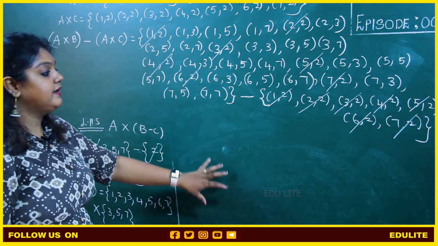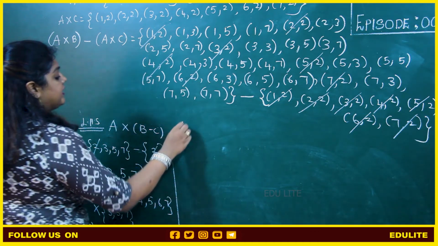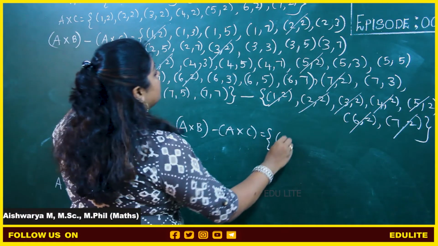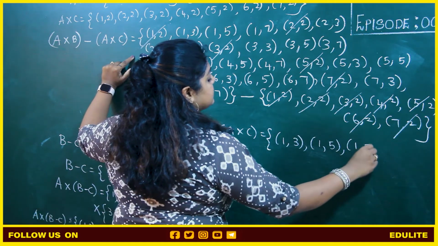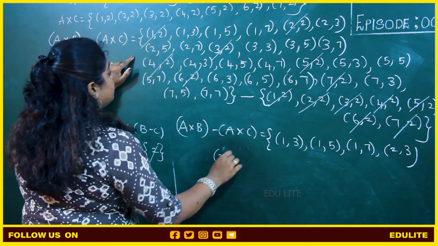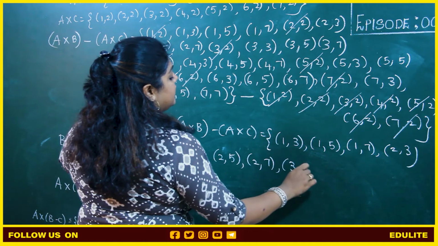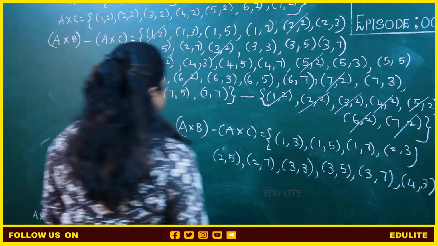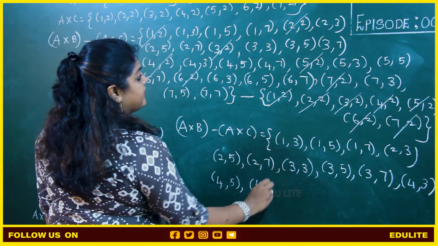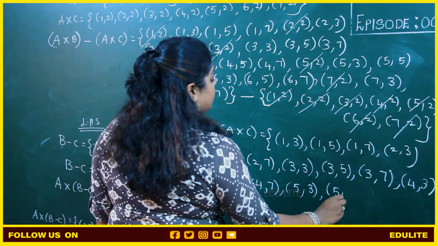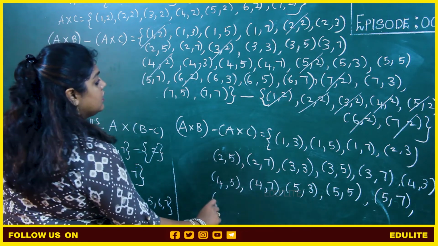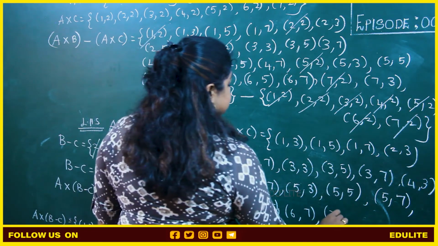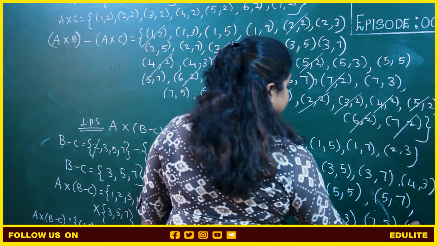So the remaining terms we'll write, and we'll check whether the left hand side and right hand side are equal. The remaining terms present in A cross B but not A cross C are (1,3), (1,5), (1,7), (2,3), (2,5), (2,7), (3,3), (3,5), (3,7), (4,3), (4,5), (4,7), (5,3), (5,5), (5,7), (6,3), (6,5), (6,7), (7,3), (7,5), (7,7). So this is the right hand side we got.